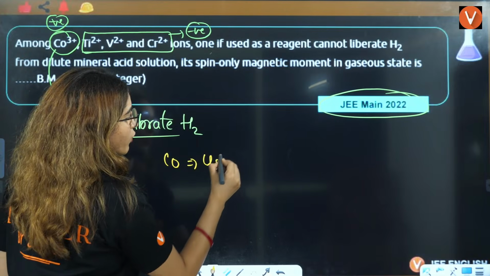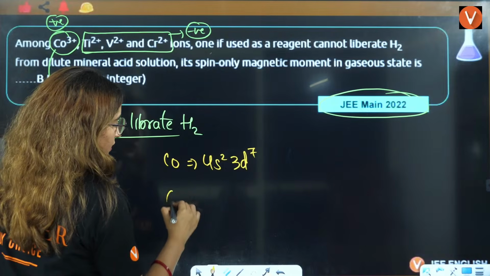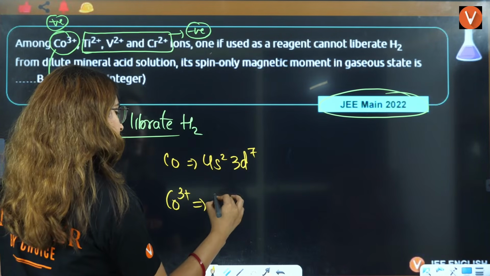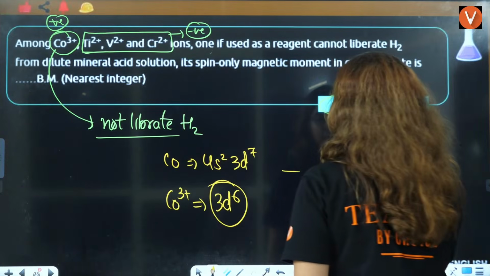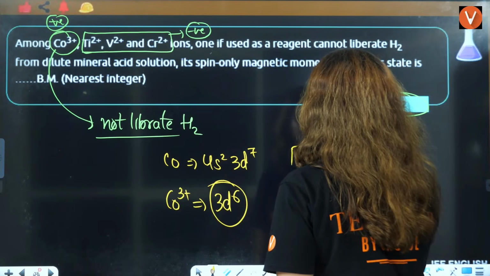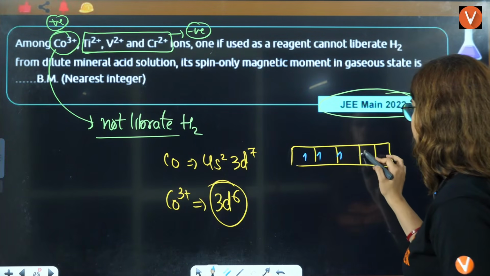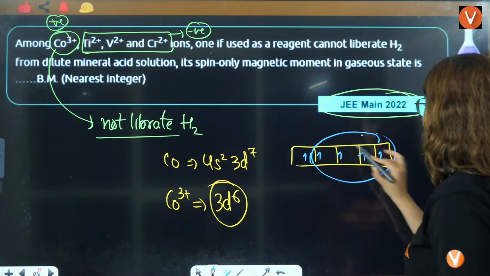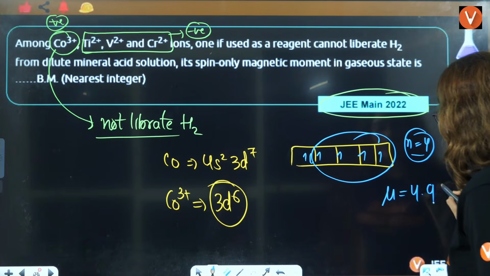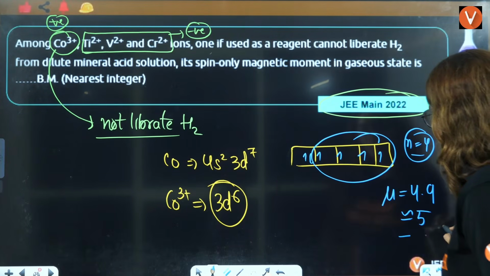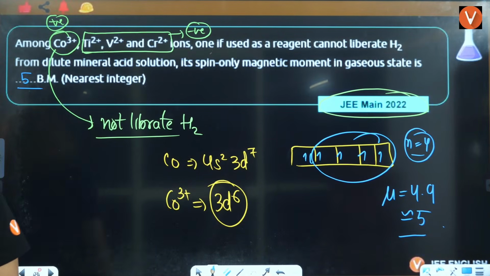Cobalt is nothing but 4s2 3d7, right? So Co3+ will be 3d6. So its unpaired electrons will be 1, 2, 3, 4. So it will have 4 unpaired electrons. That means the magnetic moment is 4.9, which is approximately 5. So the magnetic moment will be 5 Bohr magneton, right?